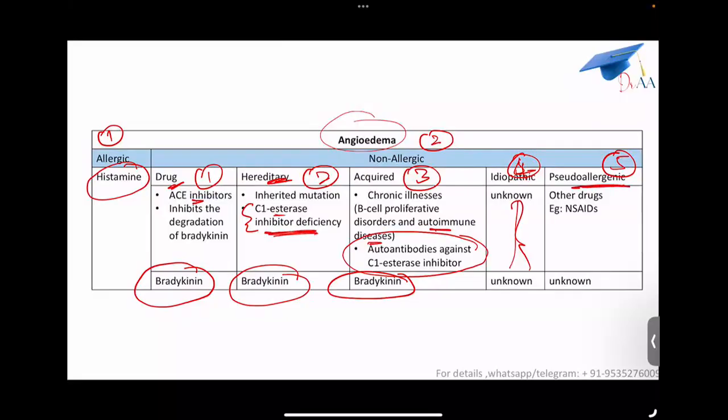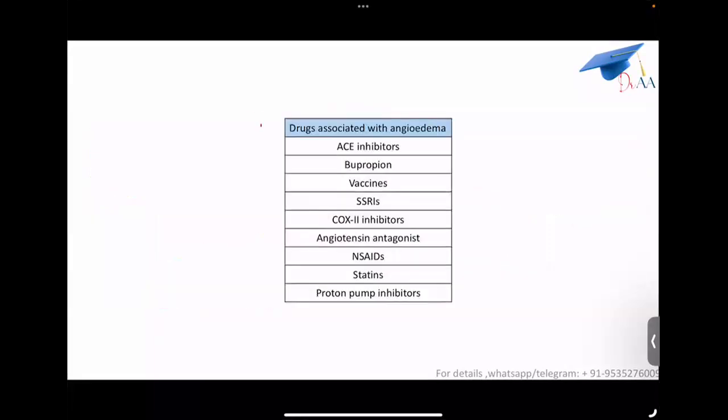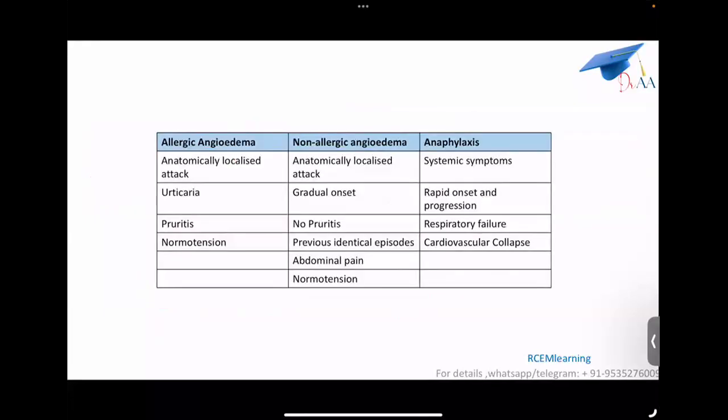Pseudo-allergic are the other drugs. It's not only ACE inhibitors which cause angioedema. There are other drugs like NSAIDs that can also cause angioedema. There are different other drugs like ACE inhibitors, vaccines, SSRIs, NSAIDs, statins, PPIs. All of these can cause angioedema.